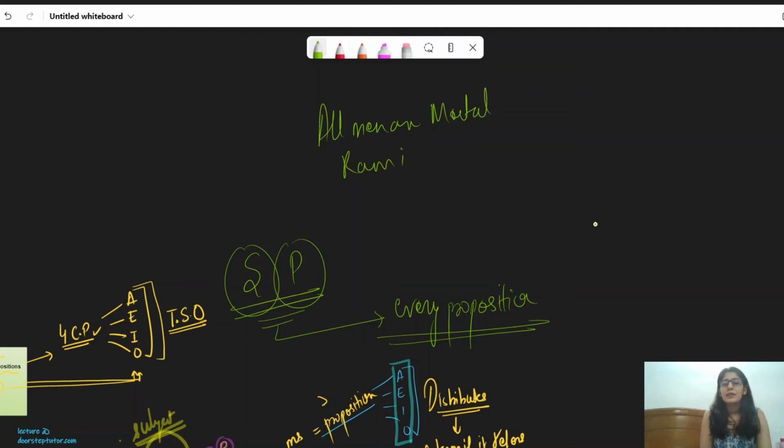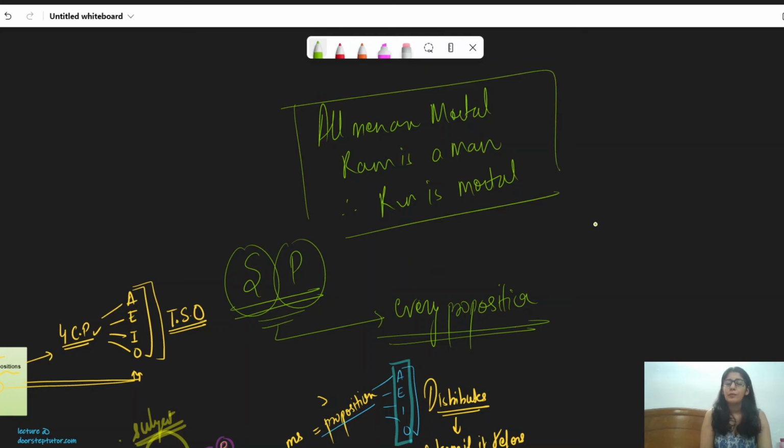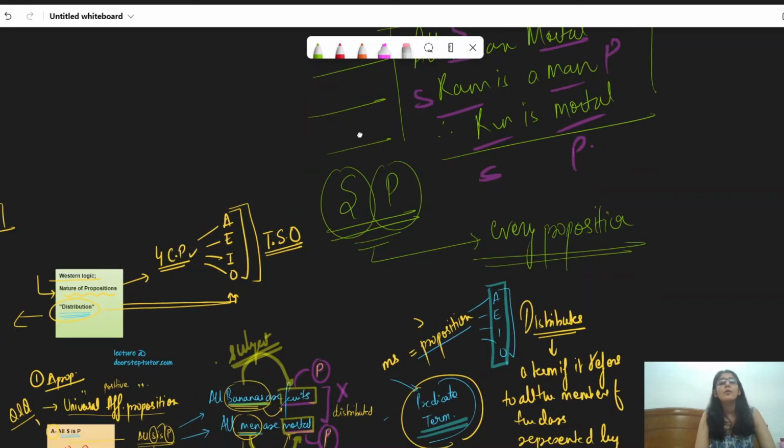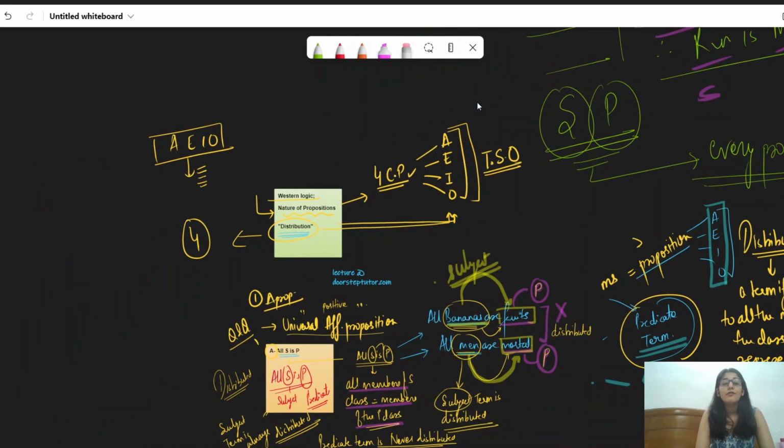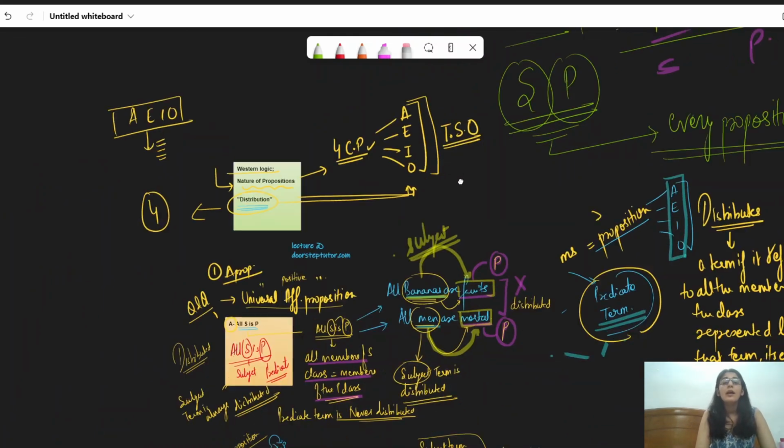Even if, for instance, we take the example of a syllogism: all men are mortal, Ram is a man, therefore Ram is mortal. You see, in every premise, major premise, minor premise, conclusion, there are going to be two terms here, that is the subject and the predicate. Here this is subject predicate, subject predicate, subject predicate, very very important. So have a thorough understanding of distribution. Why? Because we are going to use it not only under immediate inferences, but equally under mediate inferences.